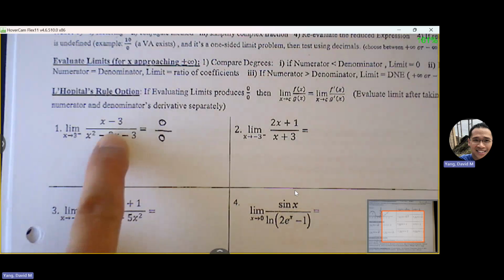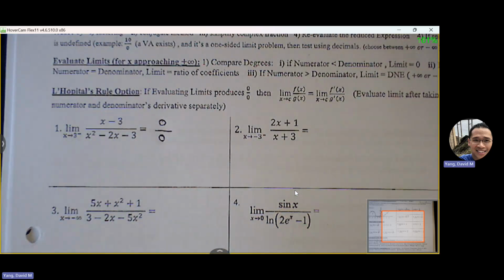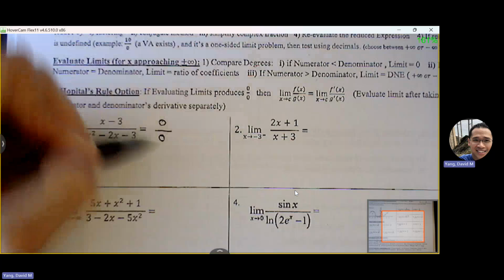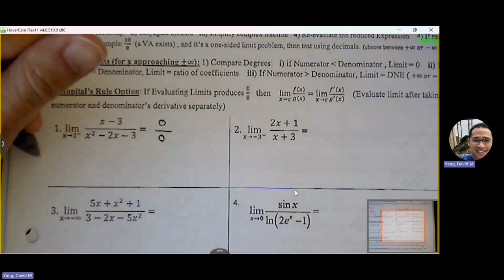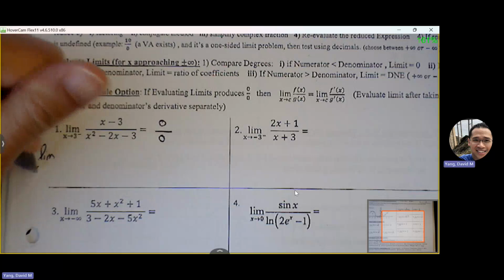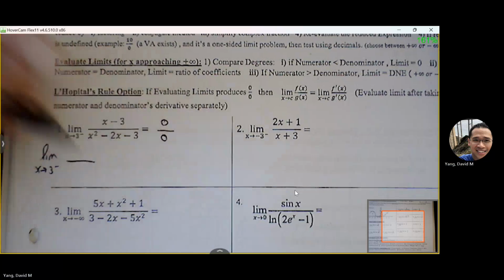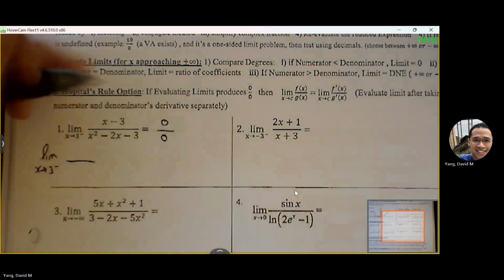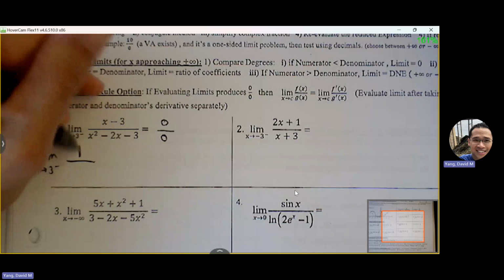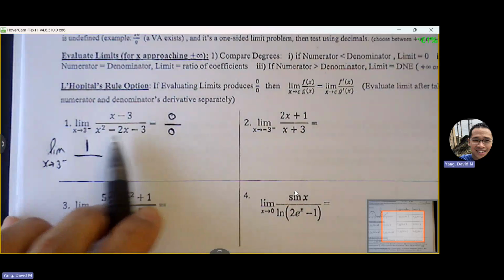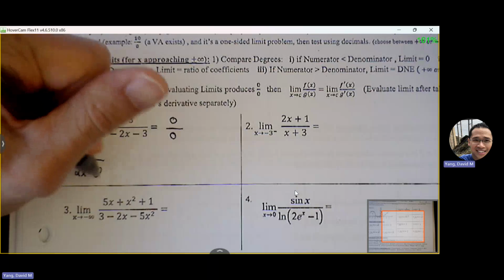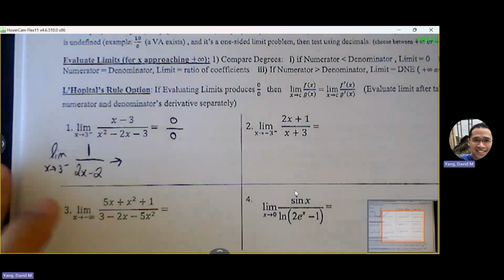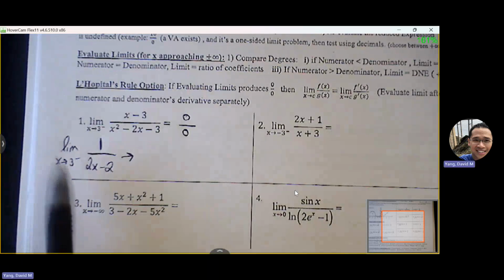We could go through factoring, but I think most of us would just prefer to go L'Hopital's rule, especially if the condition for L'Hopital's rule is there. If you get 0 over 0, you can do L'Hopital's rule. So derivative of the top, just 1. Derivative of the bottom, there's 2x minus 2. Now that we have a derivative version, we can reevaluate.